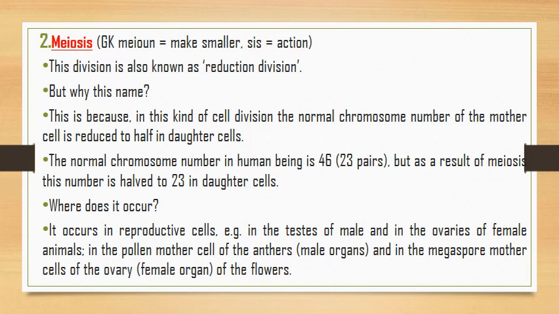Where does it occur? It occurs in reproductive cells: in the testes of males and in the ovaries of females, in the pollen mother cell of the anthers, and in the megaspore mother cell of the ovary of the flowers.